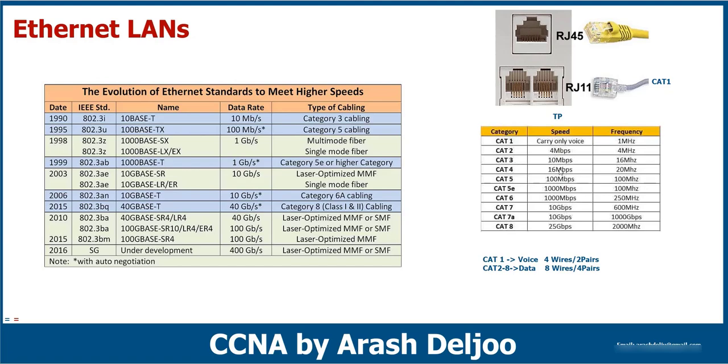Cat 4, 16 megabit per second. Cat 5, 100 megabit per second. Okay. Cat 5e. E is the abbreviation of enhanced. Cat 5 enhanced can support up to 1000 megabit per second. After that, we have Cat 6. With Cat 6, we can send 1000 megabit per second. We can say 1 gigabit per second.